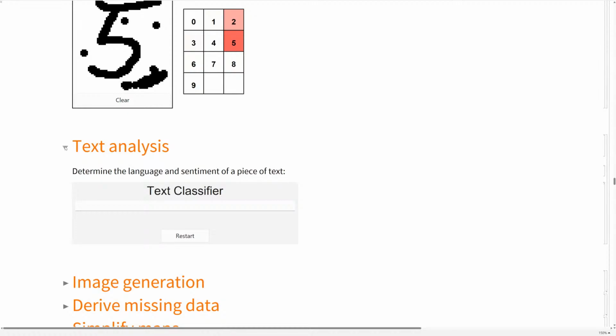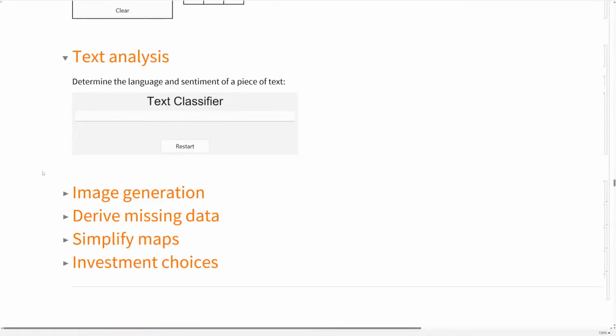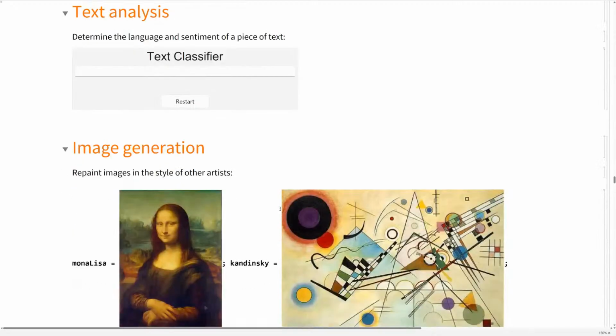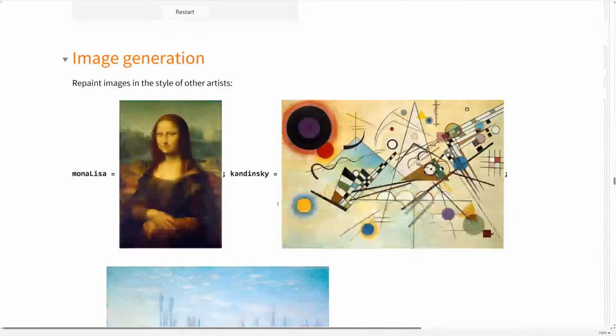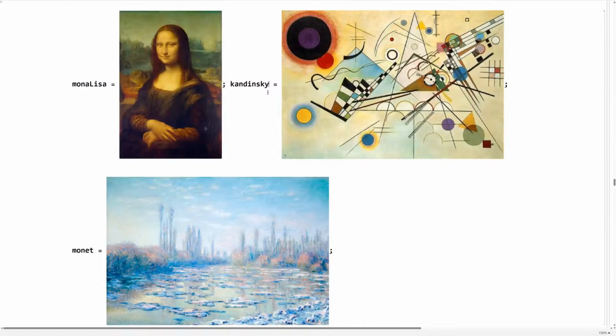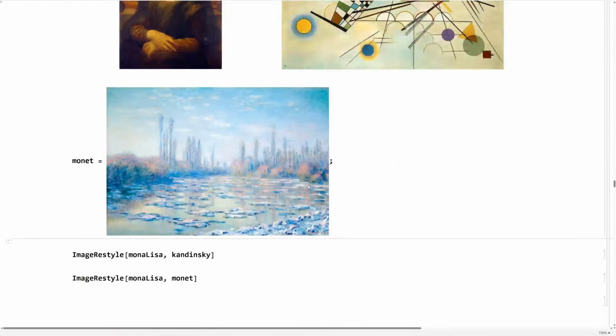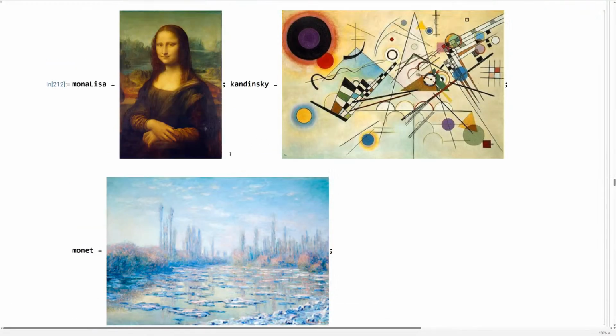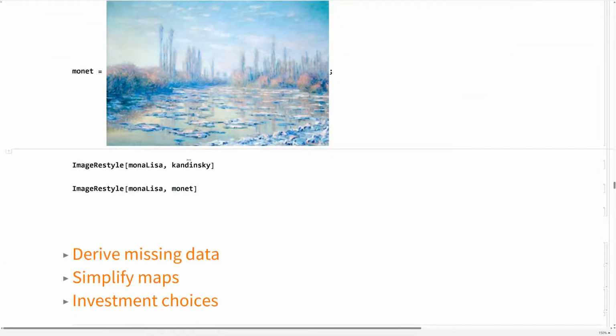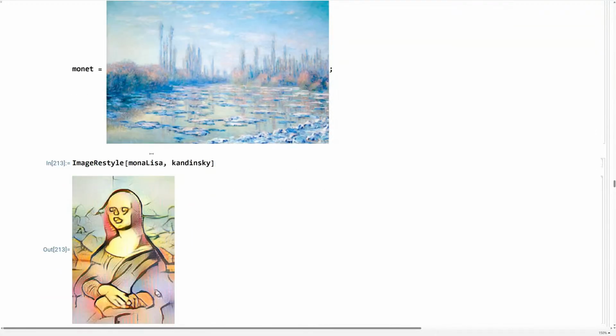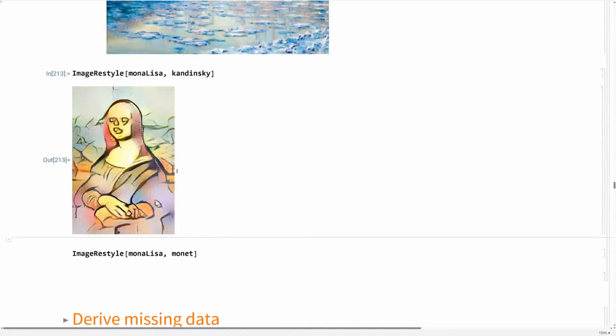All right, the next one is text analysis. It will just determine the language and sentiment of a piece of text. And this one is image generation. Let's see. I have these 3 different styles. I'm just going to restyle this Mona Lisa to be the Kandinsky style.